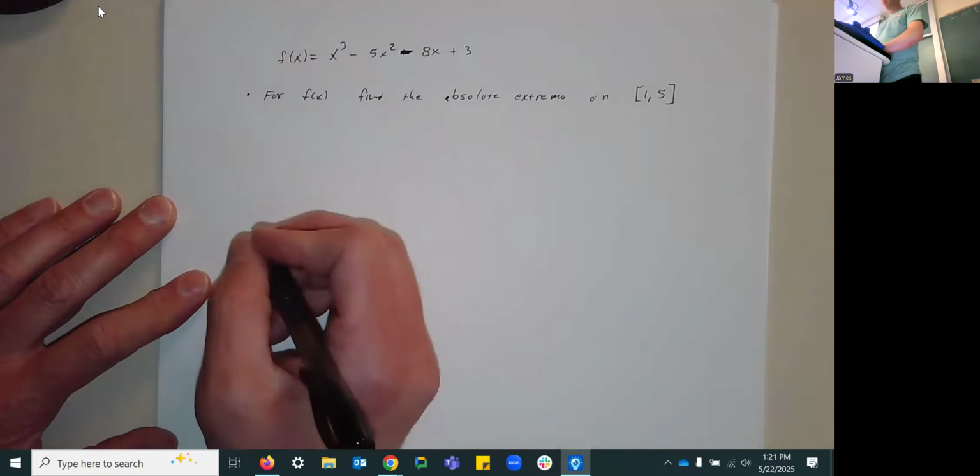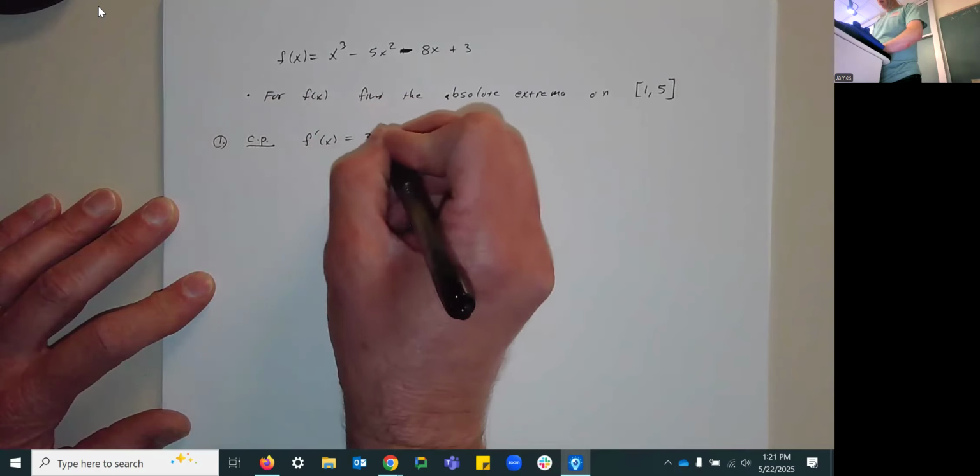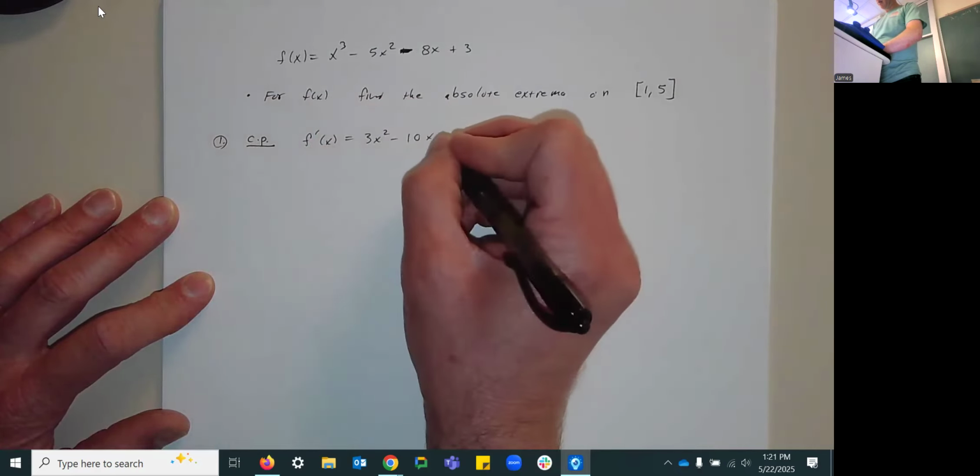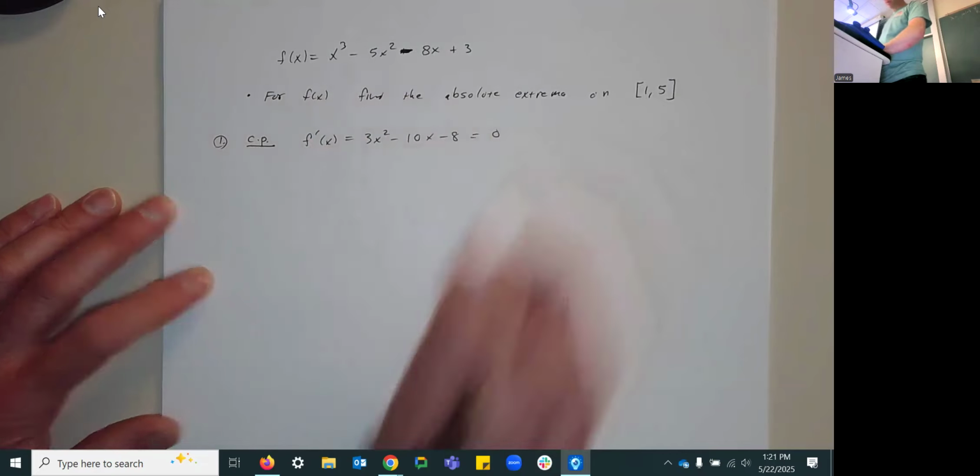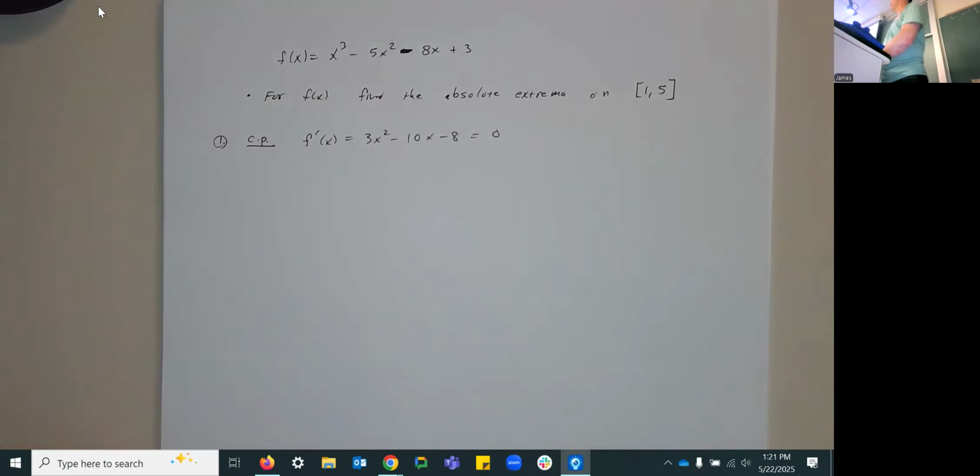So we know we're going to plug in 1 and 5. We also have to find any critical points on that interval. So to find the critical points, we're going to take the derivative, which is 3x squared minus 10x minus 8 equal to 0. And then we'd love to solve this. This does factor. So we could factor it, or we could use the quadratic formula.